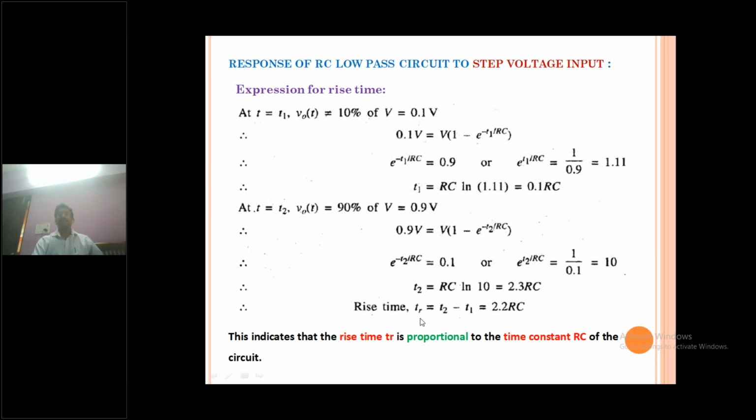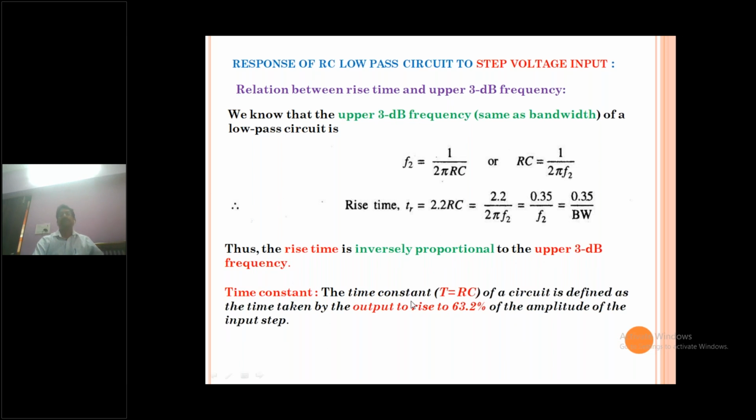Now from this rise time equation, you can say that rise time TR is proportional to RC. What is the RC here? It is the time constant of the circuit. So here you have to define another one also. What is the time constant?